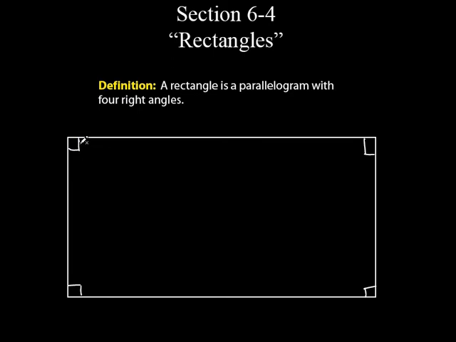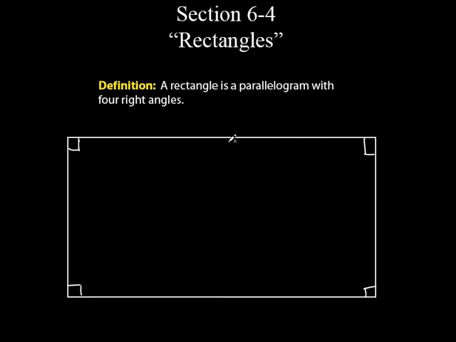So remember, the definition says it's a parallelogram. So we start off with a parallelogram. The parallelograms that I've been drawing have been kind of slanted. But if you take that slant out of it and make each one of those slants a right angle, then it will look just like a rectangle. Let's go through this real quick. Since it's a parallelogram, all the stuff that's true about a parallelogram is also true about a rectangle.